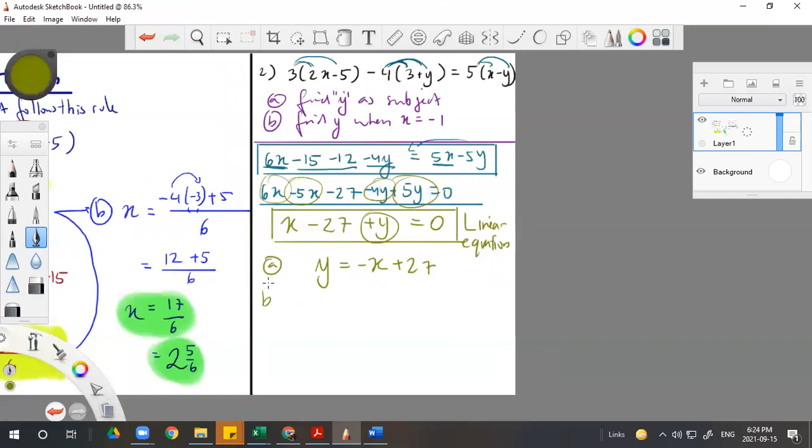How about B? Find y when x equals -1. I just substitute the x by -1, right? Plus 27. So it is 1 plus 27. So it is 28. That's all.